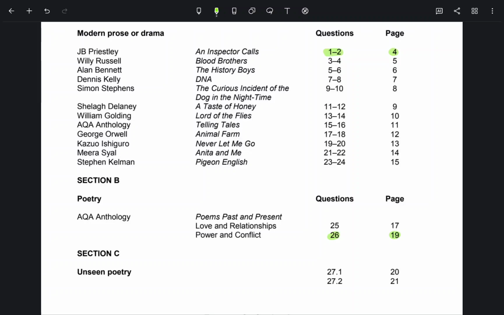It's your unseen poetry. So the first part, you'd be given an unseen poem which you have not seen before. And then part B, that sounds confusing, but for the unseen poetry, there's a part A and a part B. So 27.1 and 27.2. So the 27.2 will be another poem which you are expected to compare to.